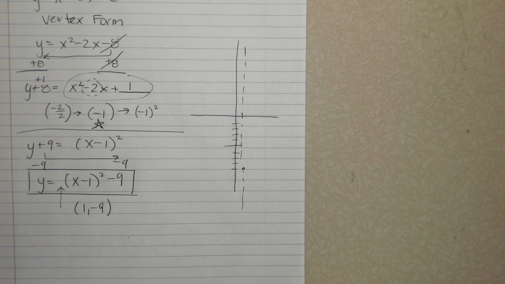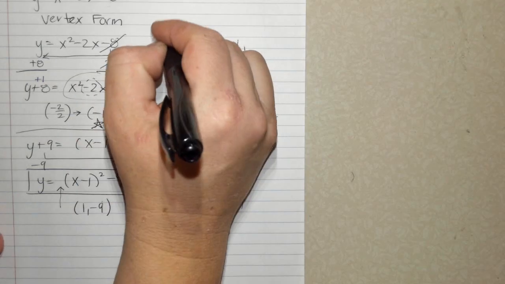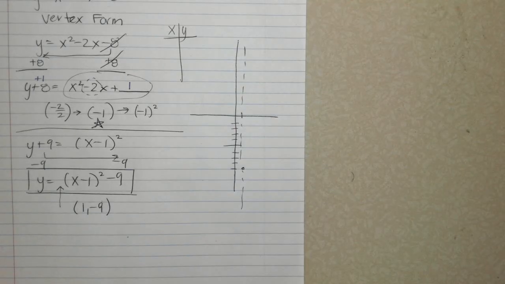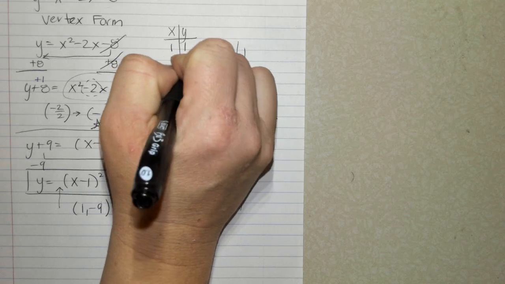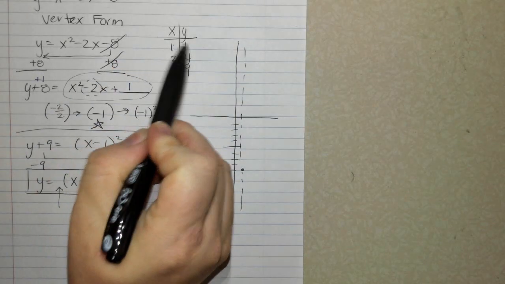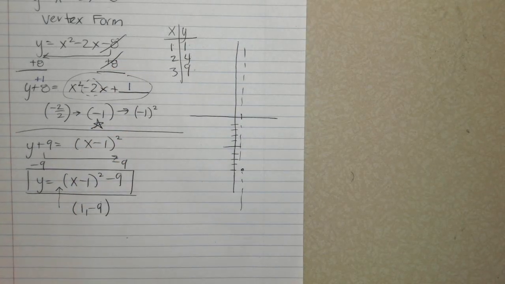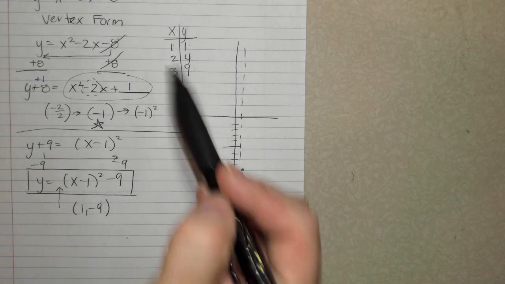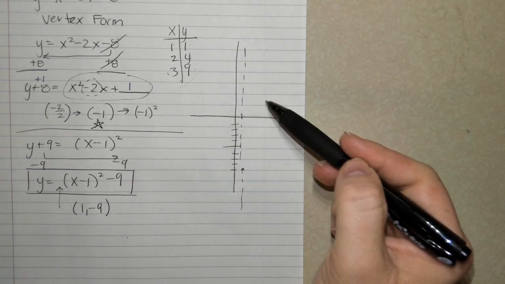Three weeks ago when we started learning how to graph functions, we were reminded about the patterns of quadratics. So 1, 1, 2, 4, 3, 9. How are we getting these? 1 squared, 2 squared, 3 squared. Working with quadratics, degree 3. How am I going to use this pattern to graph this parabola?